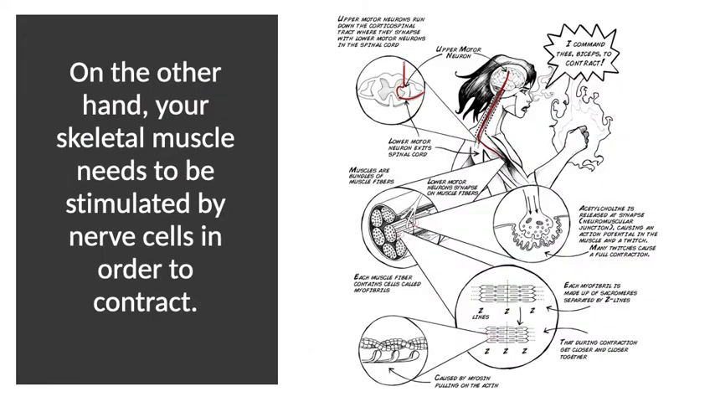In contrast, on the other hand, your skeletal muscle needs to be stimulated by nerve cells in order to contract. So, for example, on this slide, you can see the illustration that if you want to have your fingers or part of your body, the muscle to contract or to move, it means that the nerves in your brain need to send a signal to the muscles, and then the muscles will react by contracting itself.